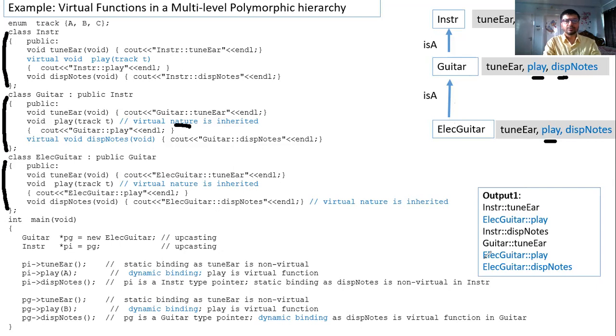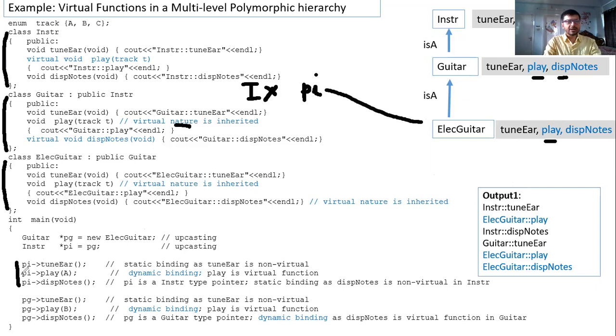Here, PI is an instrument pointer. If I write this is PI, what is its type? It's instrument pointer. So we are talking about this part. So PI, what does it point to? It points to PG, and PG is actually pointing to the electric guitar object. So this PI is actually pointing to an electric guitar object. Like this.